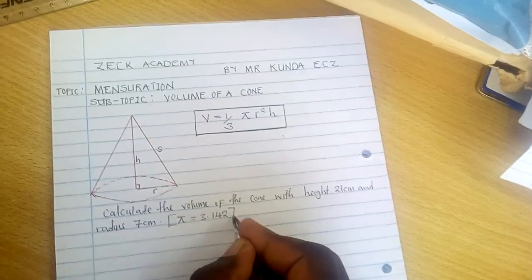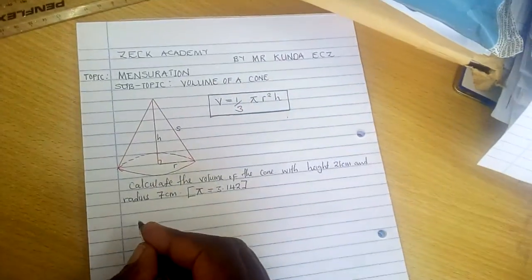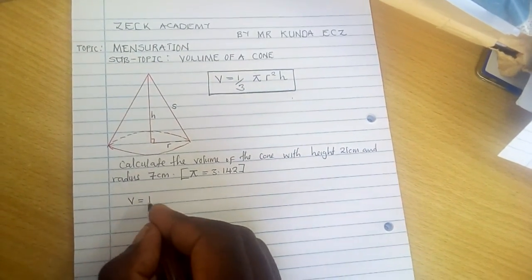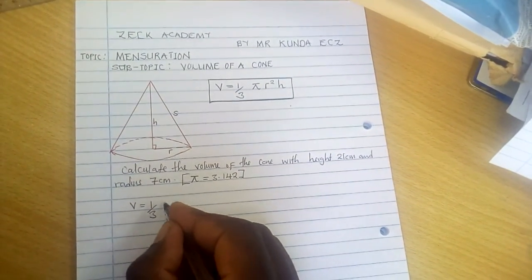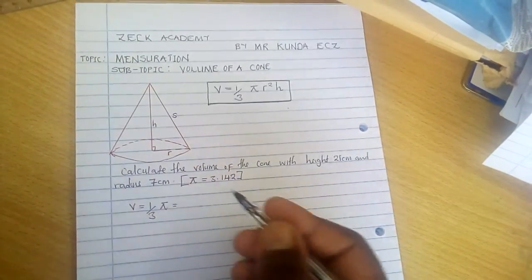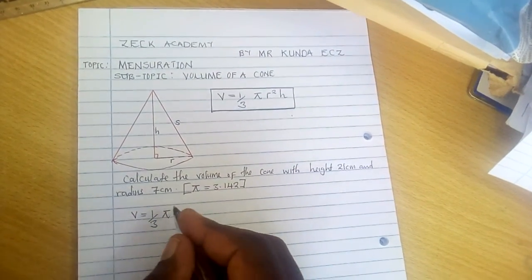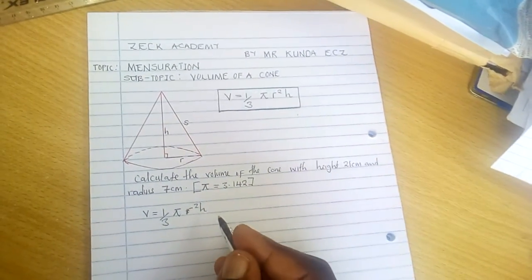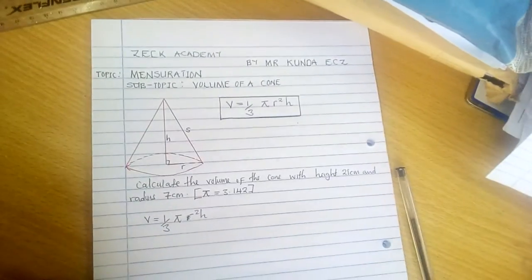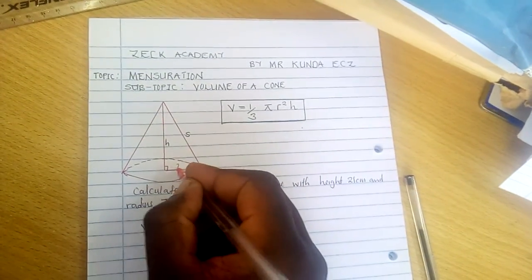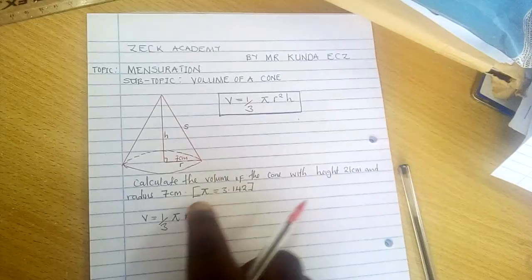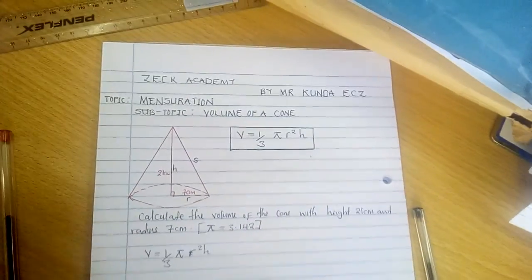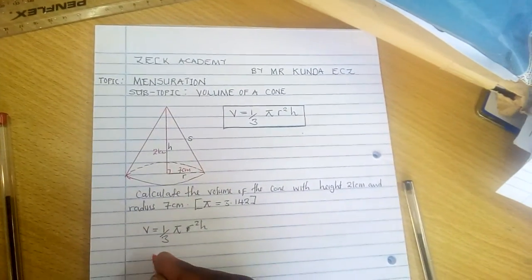3.142. So according to the formula, we are saying volume of a cone is given by 1 over 3 pi radius squared h. Now, in this case, we have been given our radius to be 7 centimeters and our height is 21 centimeters. So if that is the case, how do we determine the volume?